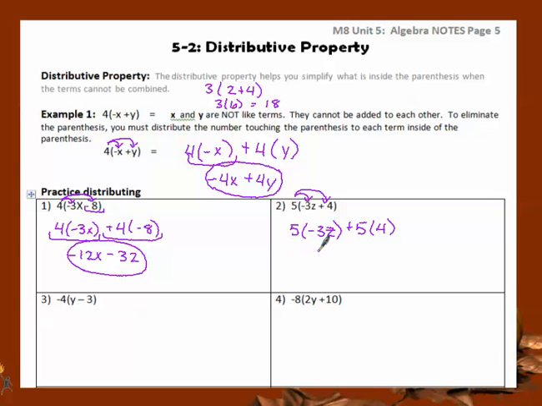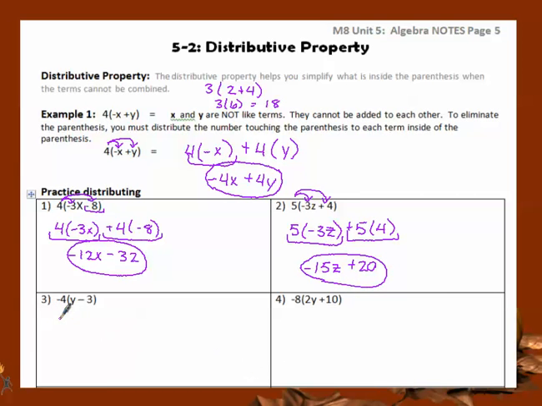5 times negative 3z, if you need to put that bracket on it, do it, is negative 15z. Positive 5 times 4 gives me a positive 20. And I can't combine those terms, so that is where I'm done.